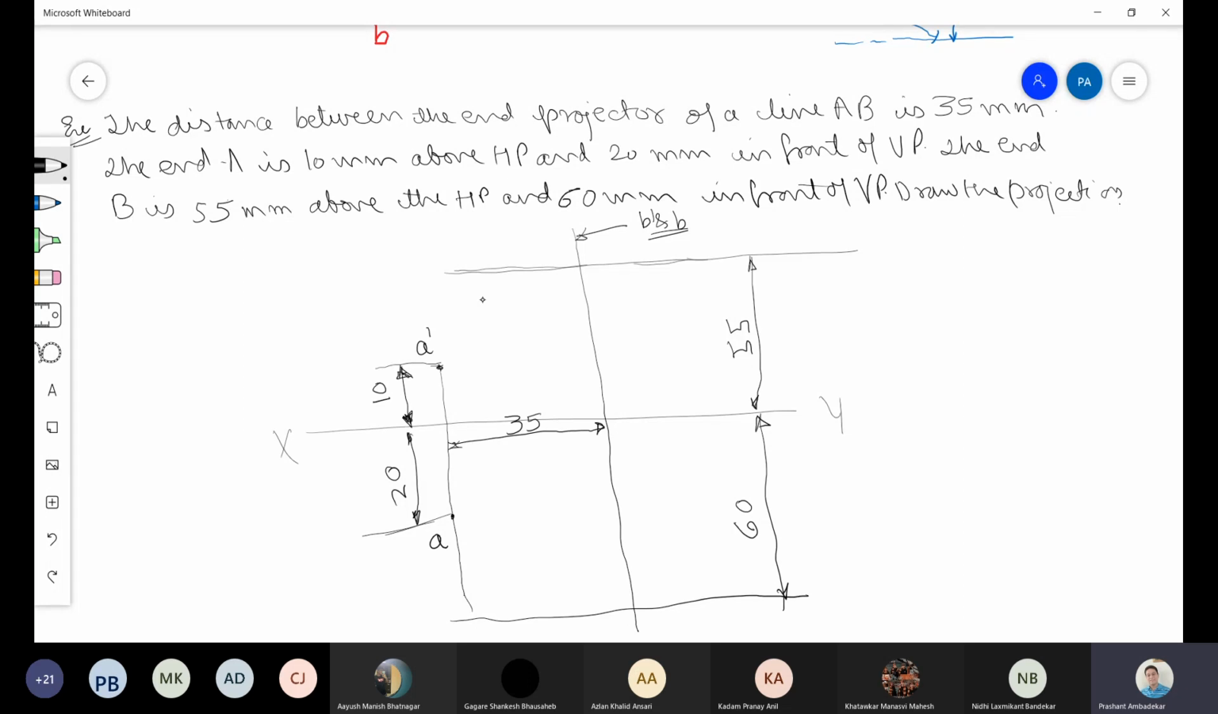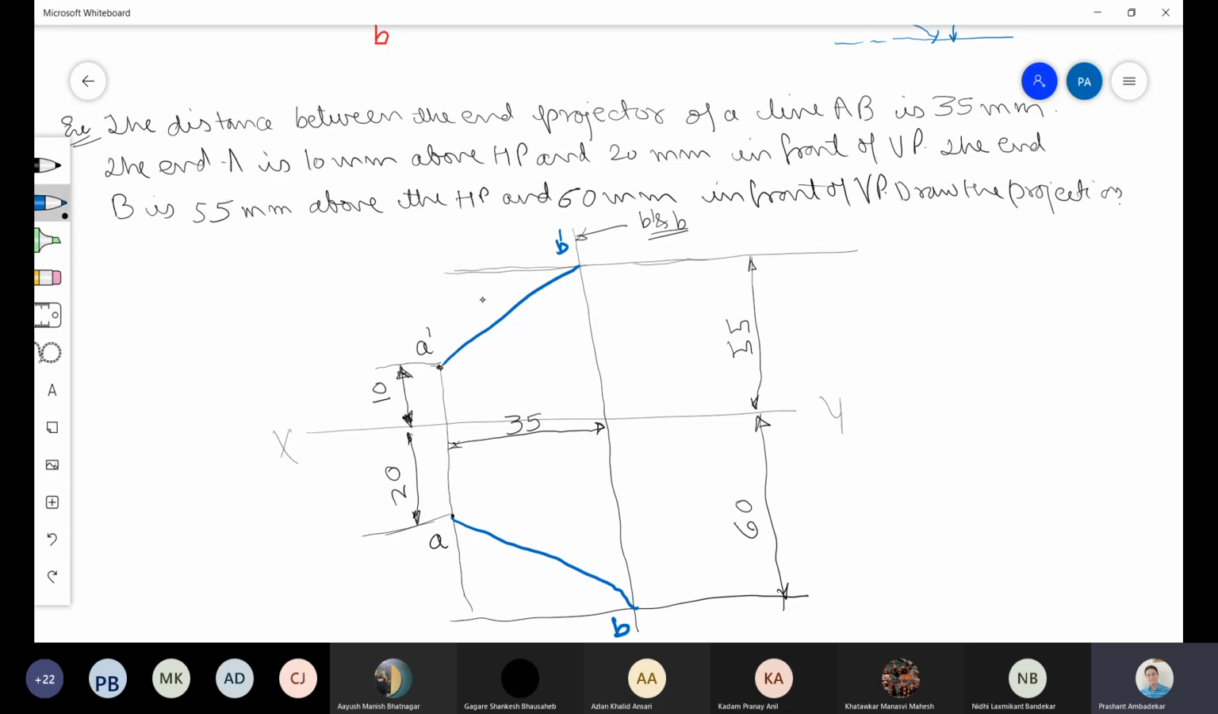So where will I get point B dash now? Here, obviously, because it is the intersection. So point B dash will be obtained here. This is B dash. And from here to here, this point is called B. Now you know how to project the remaining part.